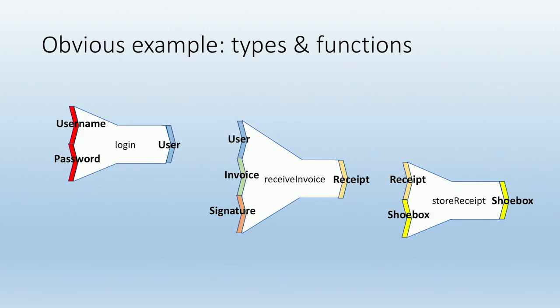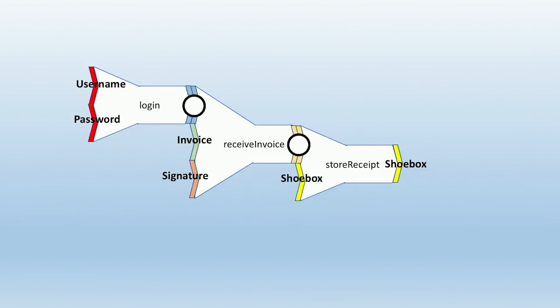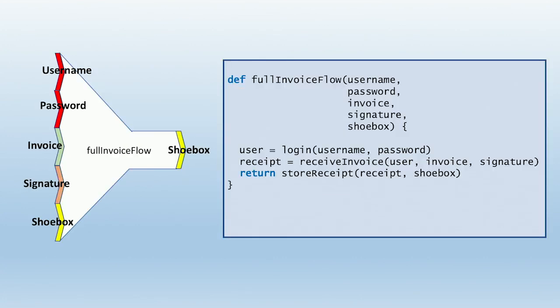Here's a concrete example that we're all familiar with, types and functions. So here we can imagine a login function that takes a username and password as input and returns a user. A receive invoice that takes user, invoice, and signature and returns a receipt, and then store receipt that puts it in a shoebox. We could compose them together in the obvious way, and then that would form a new function like this that takes all of the parameters that haven't been composed in the middle, and you would get that pseudocode program there. So that's the idea of an operad.